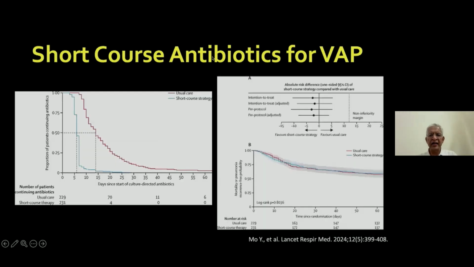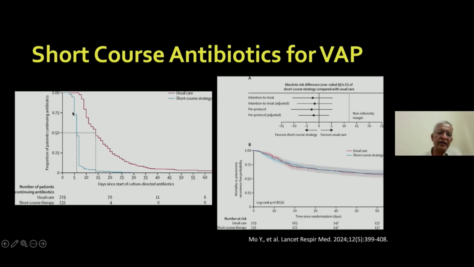This is the REGARD VAP trial published in a recent issue of Lancet Respiratory Medicine. About 460 patients with ventilator-associated pneumonia in 3 Asian countries, Singapore, Nepal, and Thailand. Once the patient became afebrile for 48 hours and hemodynamically stable, they were randomized to an antibiotic course of less than or equal to 7 days versus the usual care.